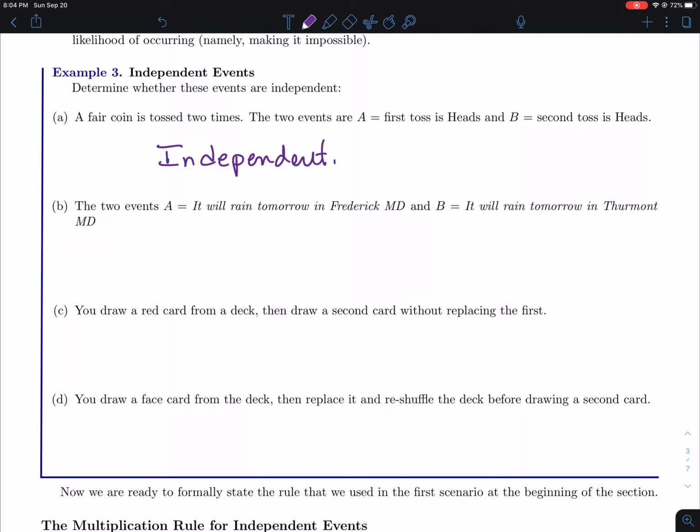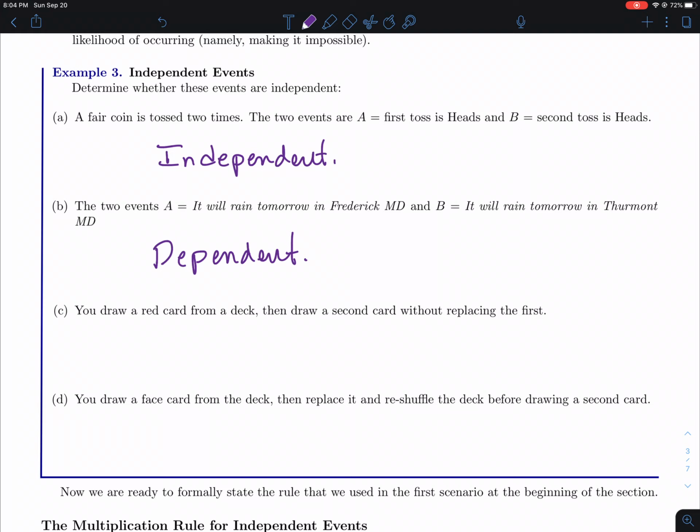All right, so what about two events, A being it will rain tomorrow in Frederick, and B it will rain tomorrow in Thurmont. This doesn't seem like it's probability related, but Frederick and Thurmont are relatively close together. So more than likely, if it's raining in Thurmont, it's probably raining in Frederick and vice versa. Sometimes it can happen that it wouldn't be, but the likelihood that it's raining in one place and not the other is not very good. So in this case, this would be a dependent event.